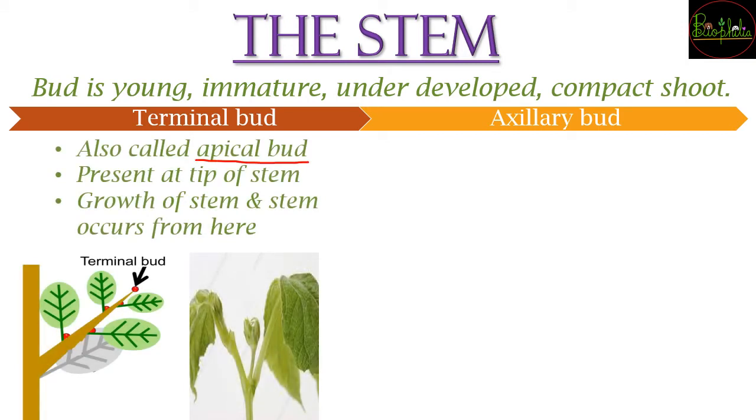So generally, if you try to understand, you are going to have plants like these, और उसका जो top part होता है, that is the apical part. That apical part, or the end part, is the end of the stem, and that is why it is called a terminal bud. So it is going to be present at the tip of the stem and it is going to signify the growth of the stem.